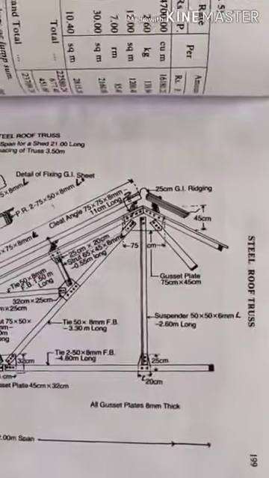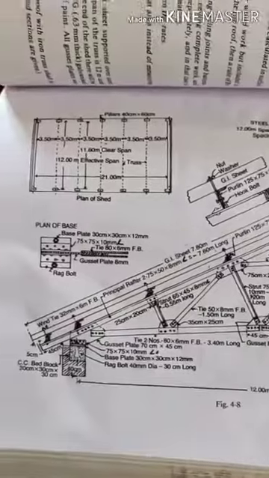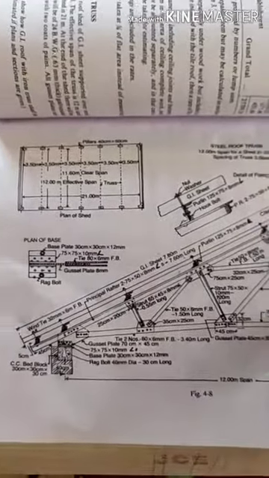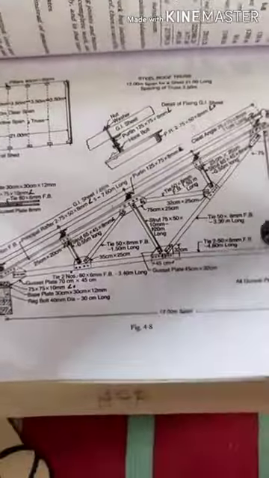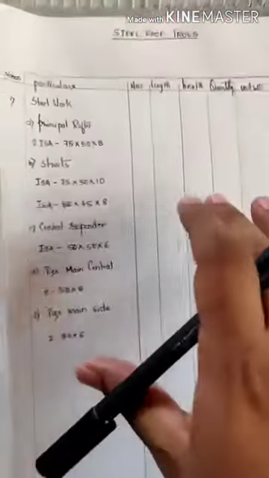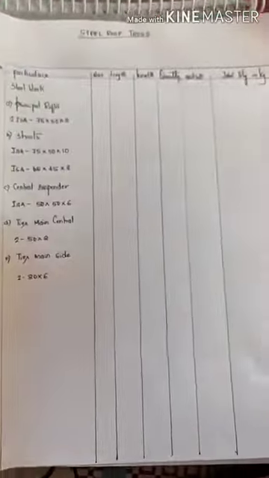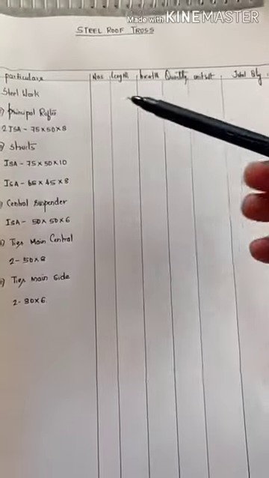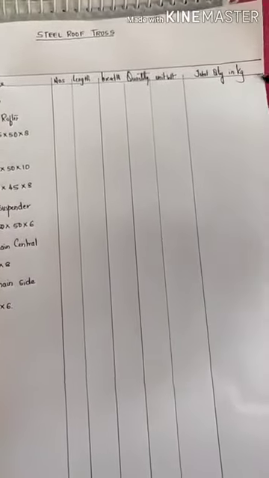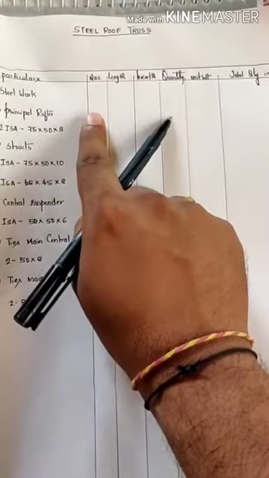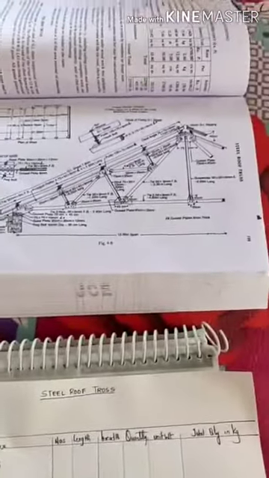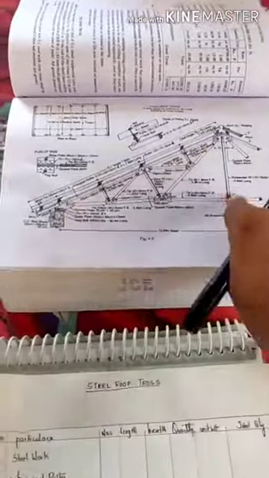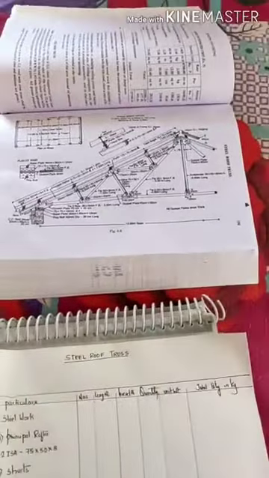Just have a look at the truss once again. I'll come back to this when we are solving the quantities. First we'll start with the usual way of preparing the chart: serial number, particulars, numbers, length, breadth, quantity, unit weight, total quantity in kgs. As you can see from the truss, this is just a half sectional elevation of the truss. Similarly we have the other side.